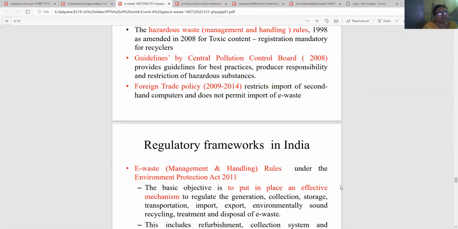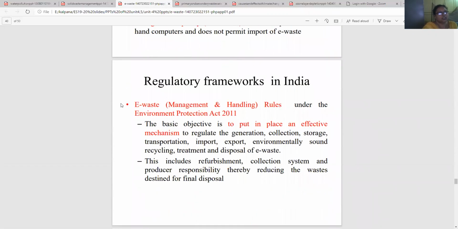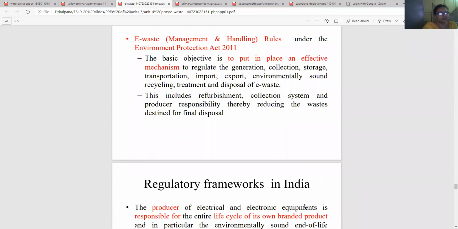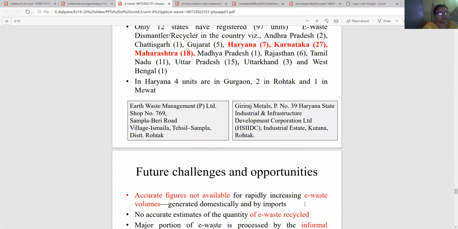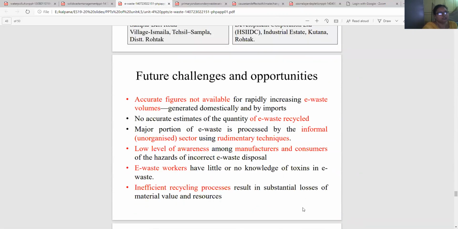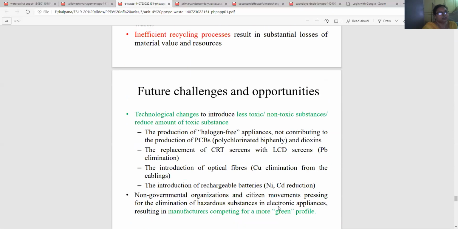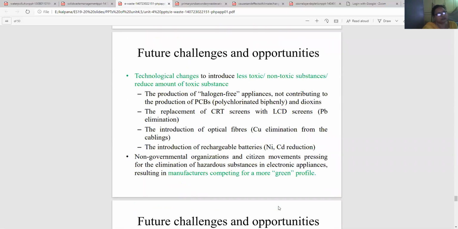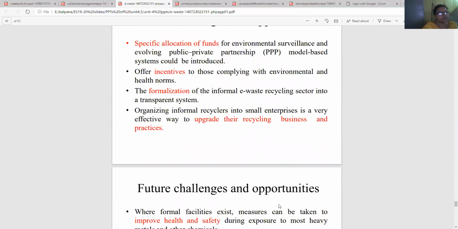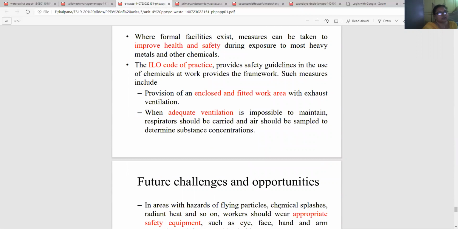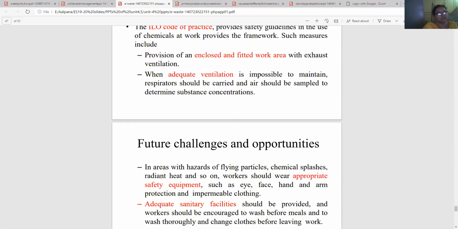The e-waste rules under the Environment Protection Act are there in India. Then this is about the challenges and opportunities. Future challenges are more and opportunities are also more, but we must be in a position to handle all these future challenges. So this is about e-waste management.